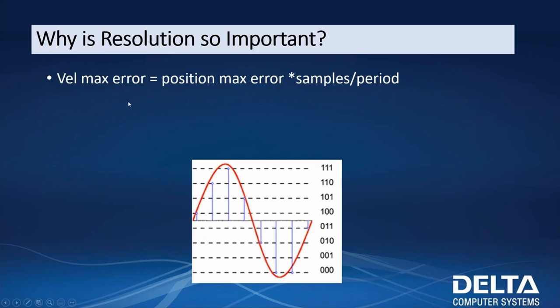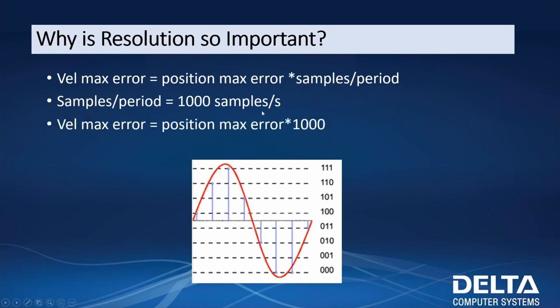Let's look at why this happens. Velocity max error equals position max error times samples divided by period, samples per period, 1,000 samples per second. Velocity max error equals position max error times 1,000. So that's where we get our velocity error increasing by 1,000. And then you can imagine that same equation being applied, going from velocity to acceleration. So you just get more and more of this quantization error.